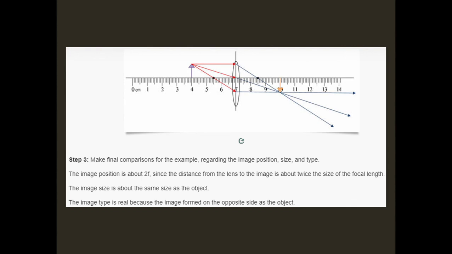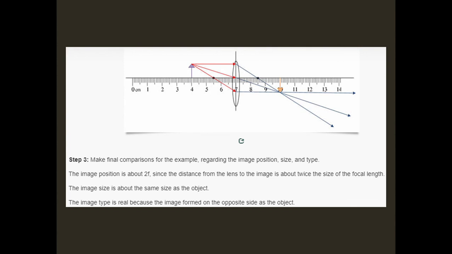So now let's analyze the important information that we have right here in step 3. Make final comparisons for the example regarding the image position, size, and type. Right, let's go by parts. So the image position is about 2f, since the distance from the lens to the image is about twice the size of the focal length.